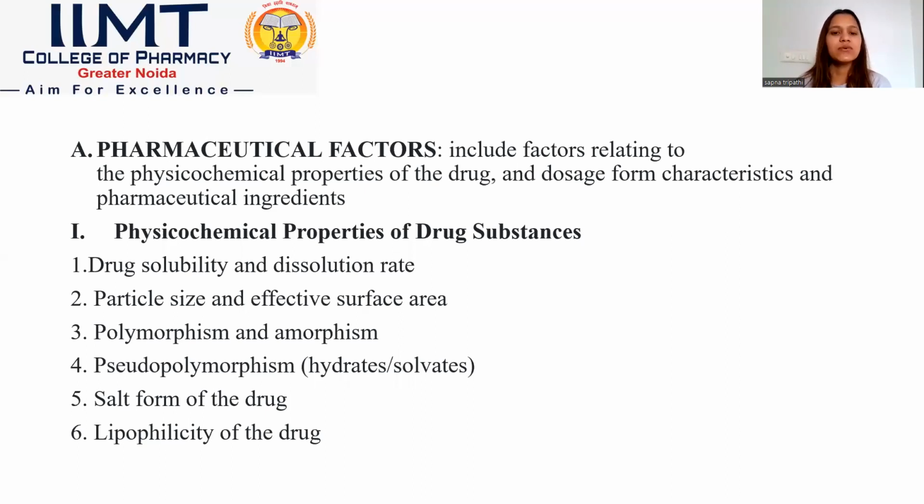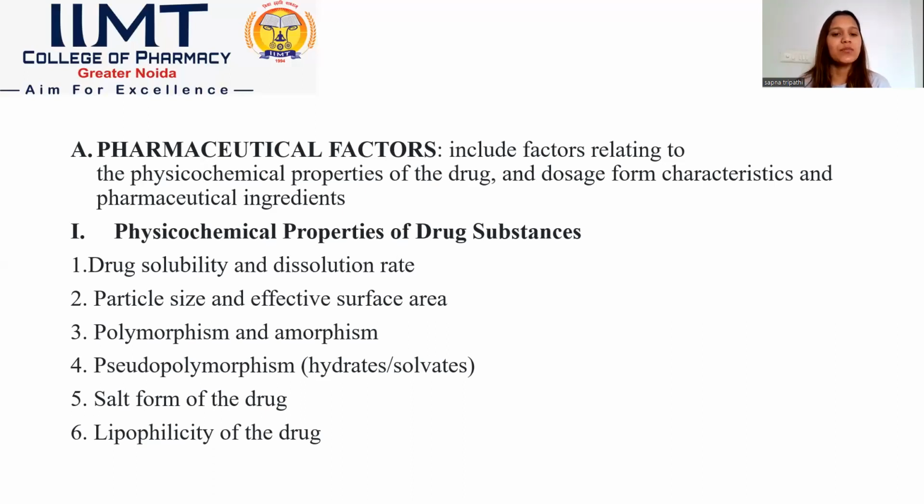The first one is the physicochemical properties of drug substances. It includes drug solubility and dissolution rate. You know that the higher the drug solubility, the higher the absorption rate. The second one is the particle size and effective surface area. Particle size is inversely proportional to the absorption of the drug, meaning the higher the particle size, the lower the absorption. So particle size should be minimum for better absorption.